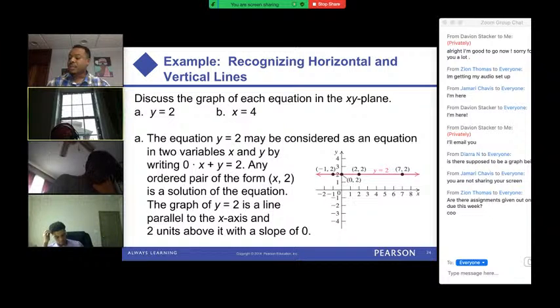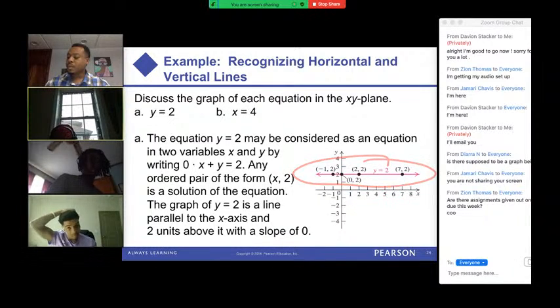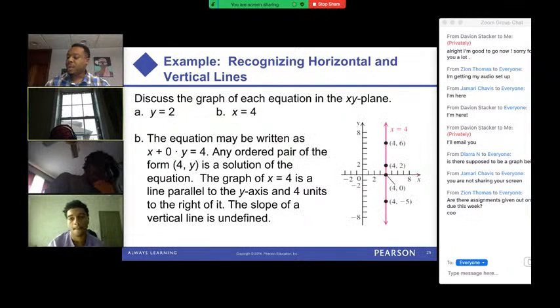All right, so here's the first one, right? No matter what x we choose, y was always 2, so we had a horizontal line through y equals 2. And then for the x value, no matter what y value we choose, we had a vertical line through x equals 4.